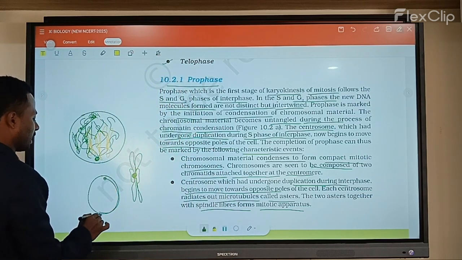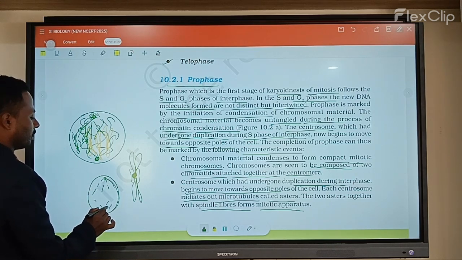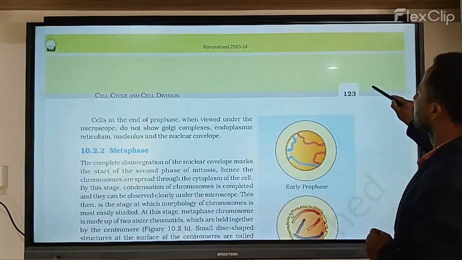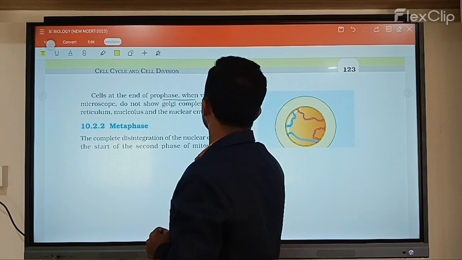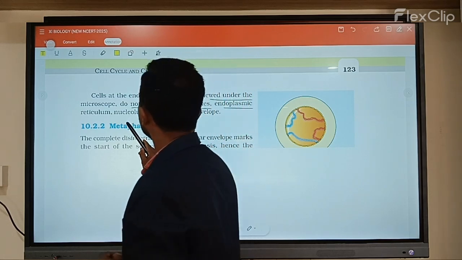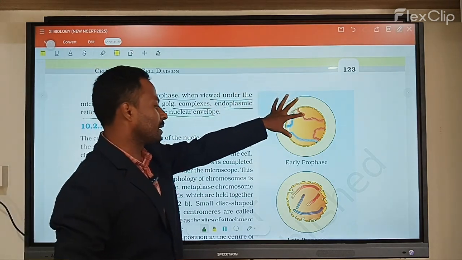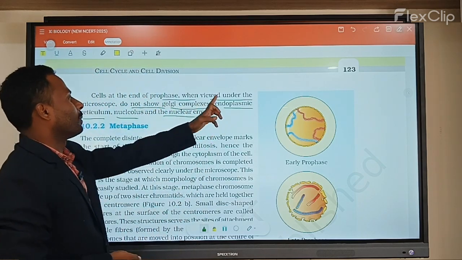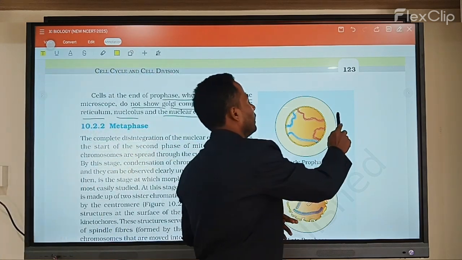So here the two asters form, and they appear like this at the end of the prophase. Now, cells at the end of prophase, when viewed under the electron microscope, do not show the Golgi complex, endoplasmic reticulum, nucleus, and nuclear envelope. When we observe the total structure under the electron microscope, the Golgi apparatus, endoplasmic reticulum, nucleus, and nuclear envelope completely do not appear. Okay, this is the complete prophase.